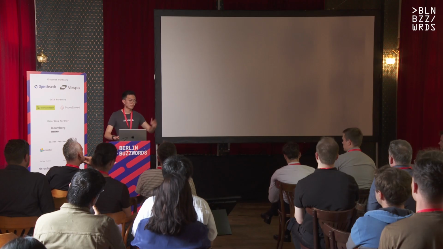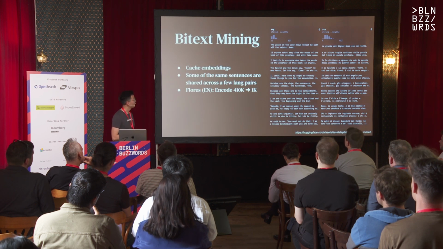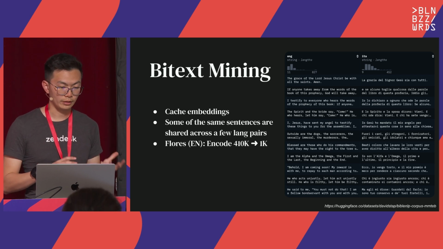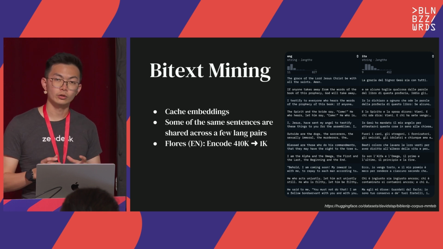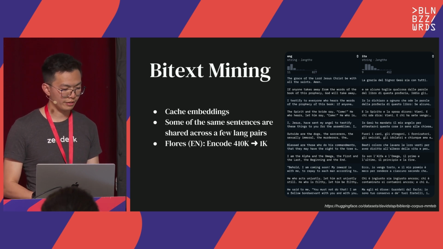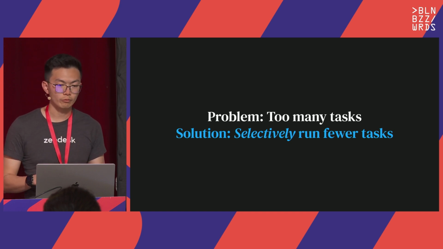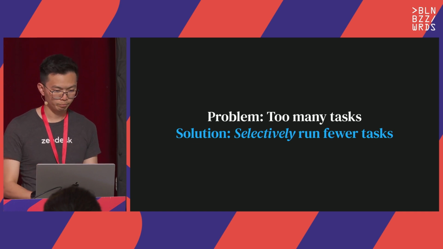For something like bitext mining, where you're given a parallel corpus of one language and the other, we cache the embeddings. And what that means is that some sentences are shared, so you don't need to encode them again. So for example, in Flores, for the English split, instead of encoding 400K sentences, we only encode 1K, another huge saving. And at the same time, we might not want to run every single task, and we can choose to run only those that have the most bang for the buck, so to say.